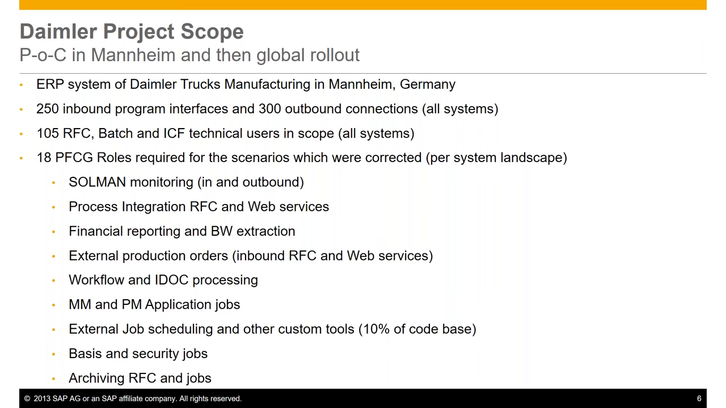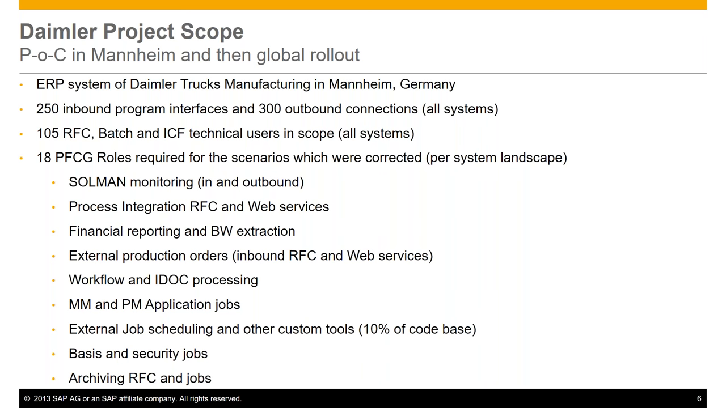going out of the system, making calls to foreign systems, delivering data, or triggering the extraction of data from foreign systems. There were in total 105 technical users, so system users, which were used either for RFC connections to foreign systems or RFC connections coming in from foreign systems. There was also a relatively small amount of batch users, about 10 batch users.